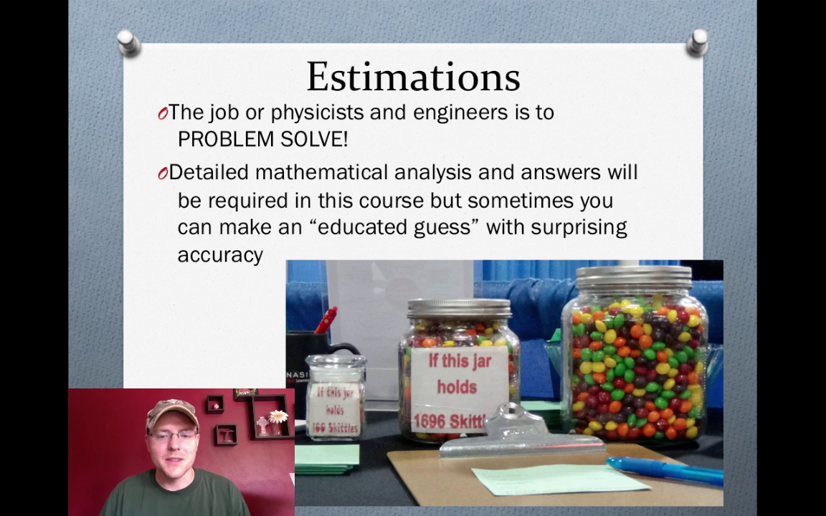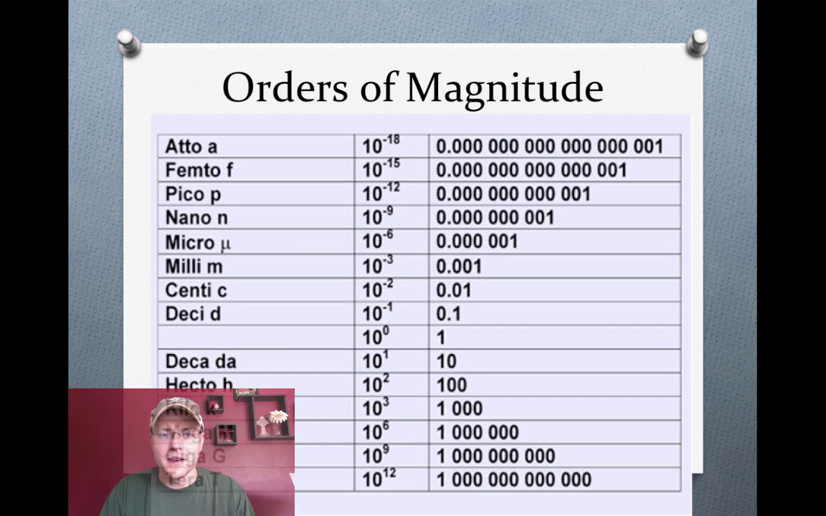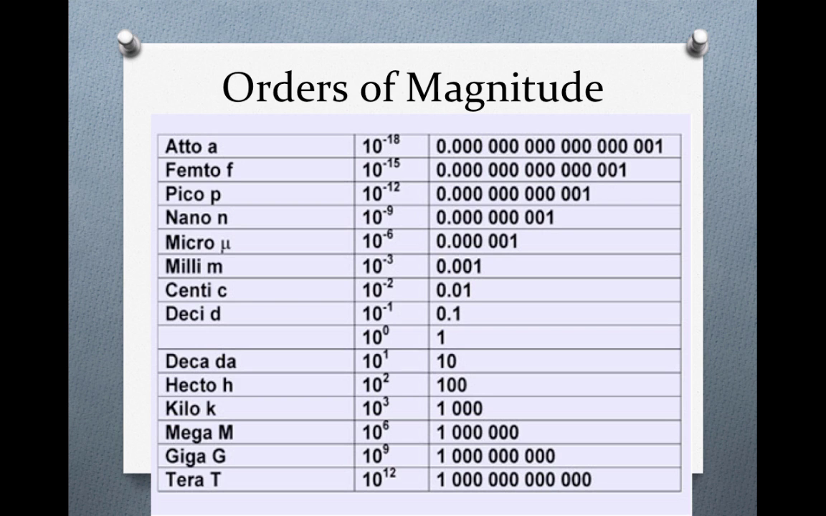What you want to think about is, how big is one Skittle? What is the volume of that jar? So if I can understand those things, maybe I can get a really accurate answer for how many Skittles are in the jar. One thing we definitely deal with a lot in this class is the orders of magnitude.